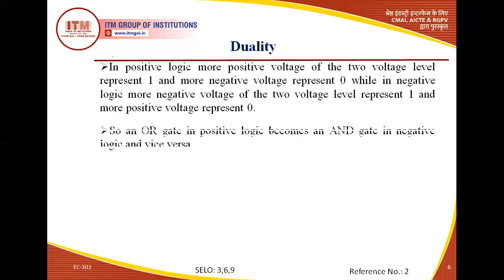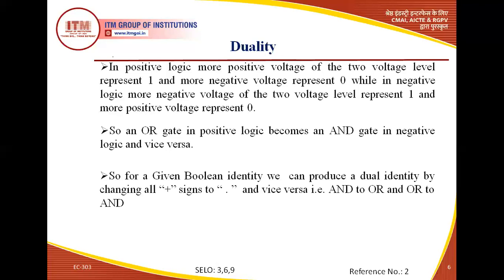This has another meaning: OR gate in positive logic works as the AND gate in negative logic. That means OR and AND will be interchanged between positive logic and negative logic. Okay, and AND gate also changes into OR gate in case of positive to negative logic.